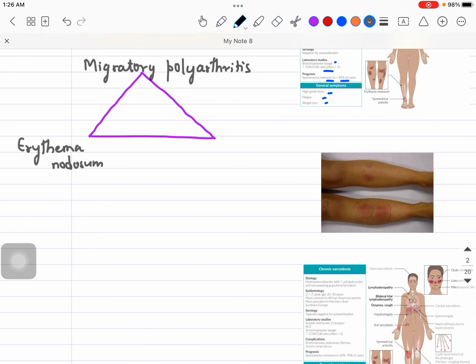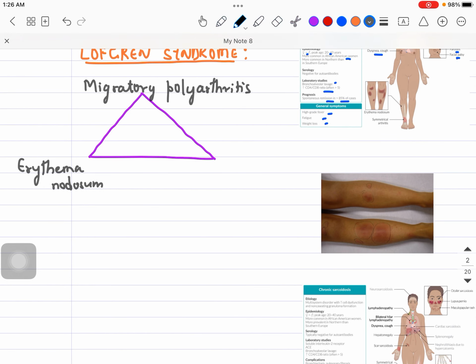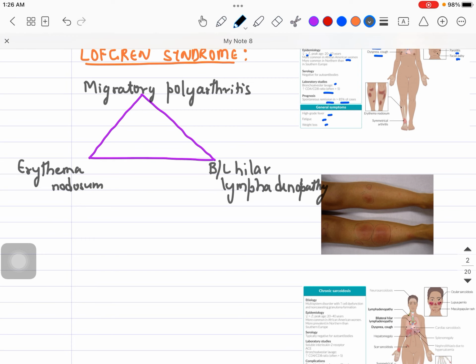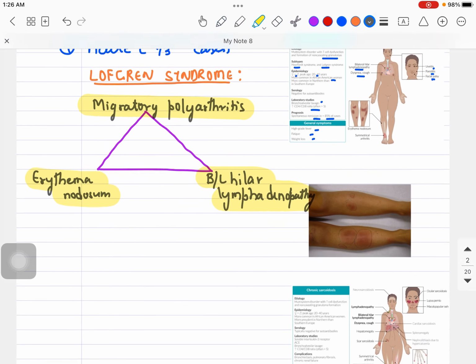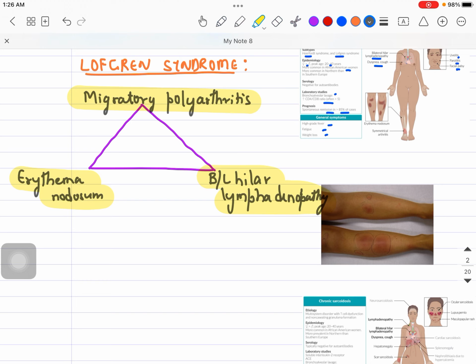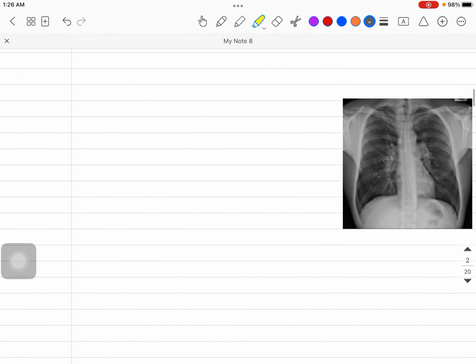Then in the lungs involvement, right, it can show bilateral, both sides, hilar lymphadenopathy. So lymph node involvement can be there. Very nice. So we have understood this particular problem: migratory polyarthritis, erythema nodosum, and bilateral hilar lymphadenopathy. This is the triad for the Lofgren syndrome. You have understood migratory polyarthritis and erythema nodosum. What is bilateral hilar lymphadenopathy? I will try to show you with the X-ray also.